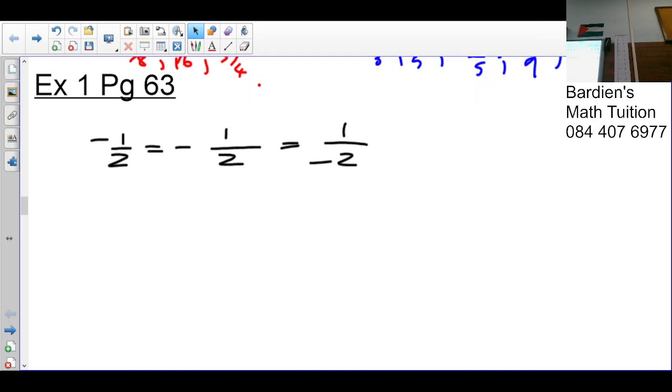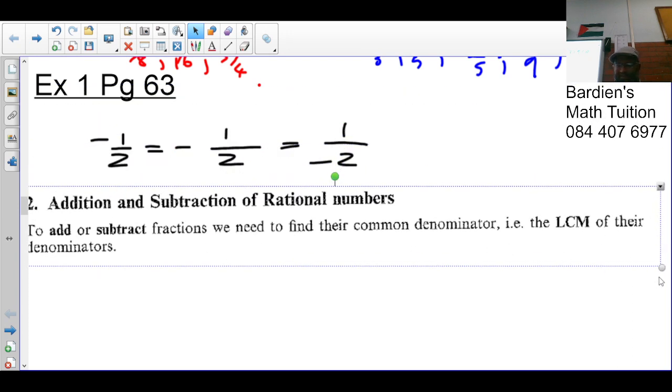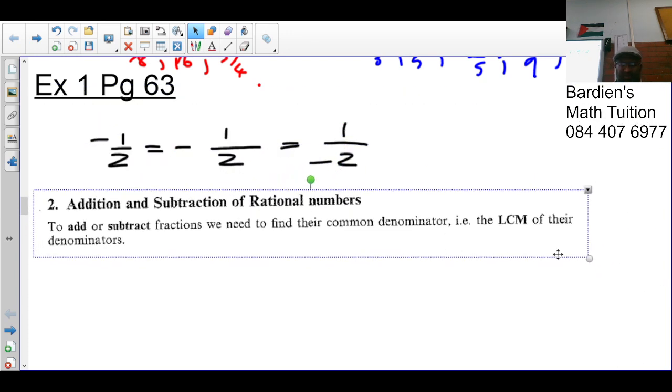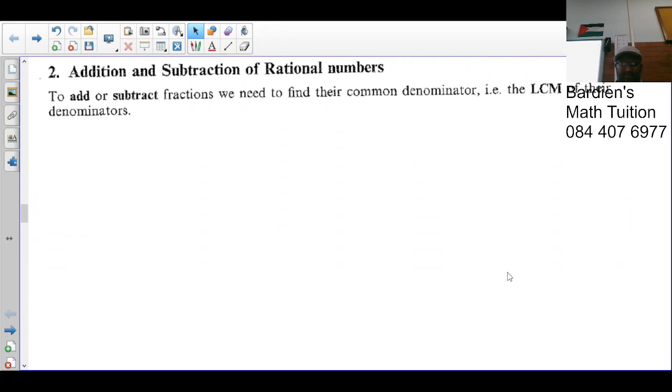Alright. Now we're looking at addition and subtraction of rational numbers. That's your next subheading for today. Now we did a lot of this when we did fractions, the BODMAS fractions, no? So this is just an extension of that. So I want you guys to write this note down. Can you all see?